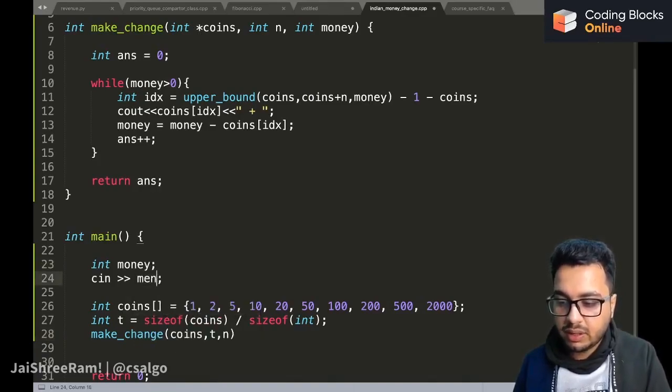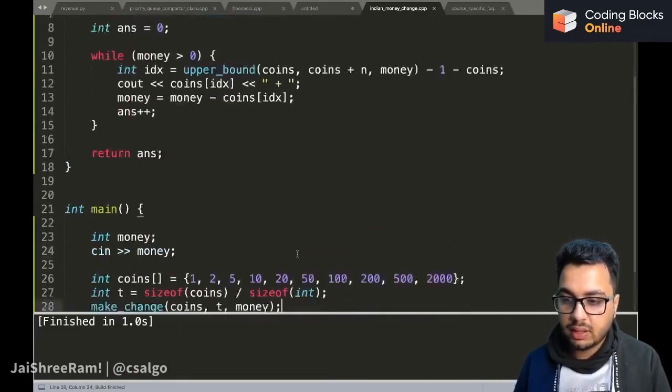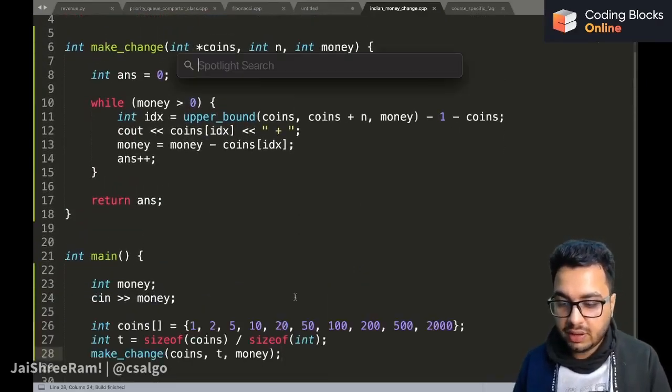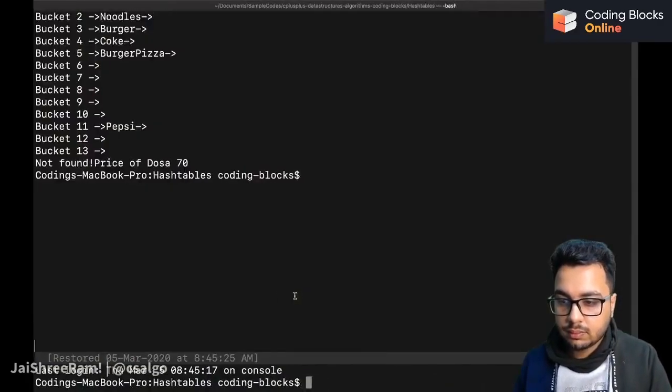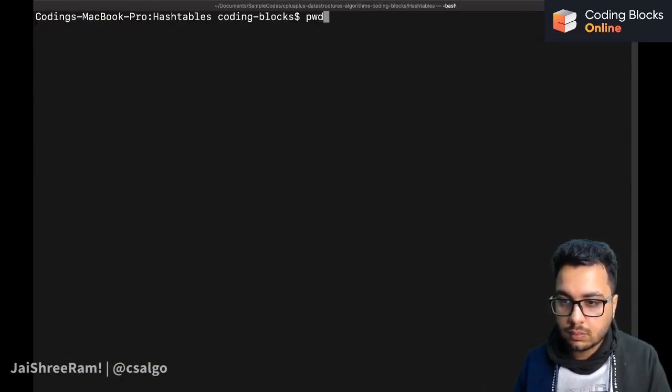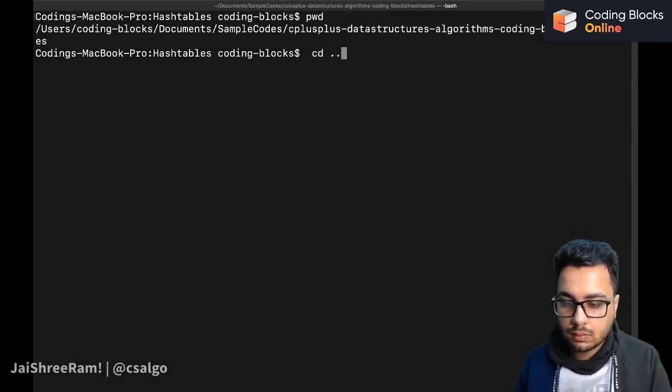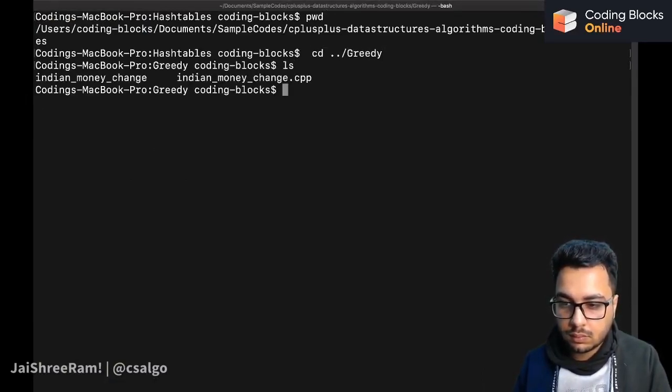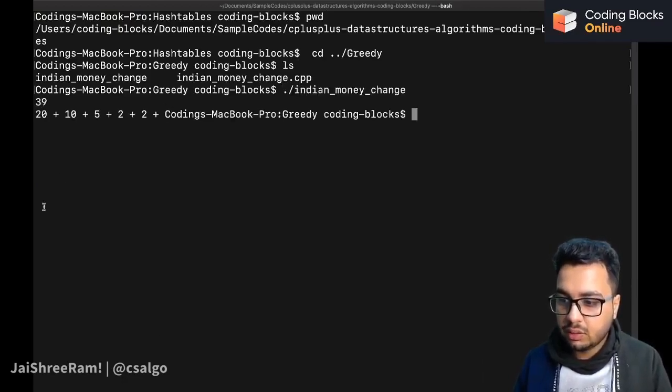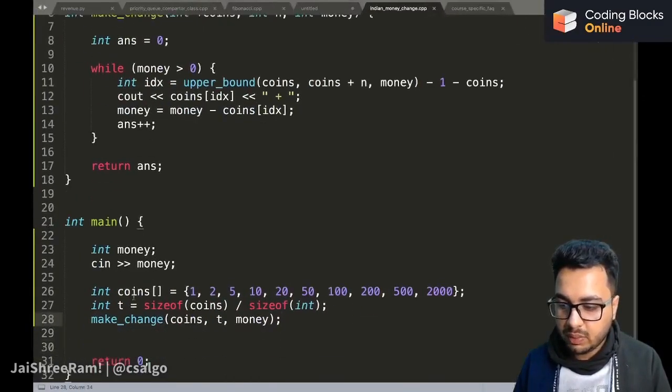I will accept the input from the user, and this function will give me how much change I want to make. Build is successful. Let's try to run the code. Let me give 39. You can see it's 20 plus 10 plus 5 plus 2 plus 2, and maybe you can just do cout these many coins are needed.